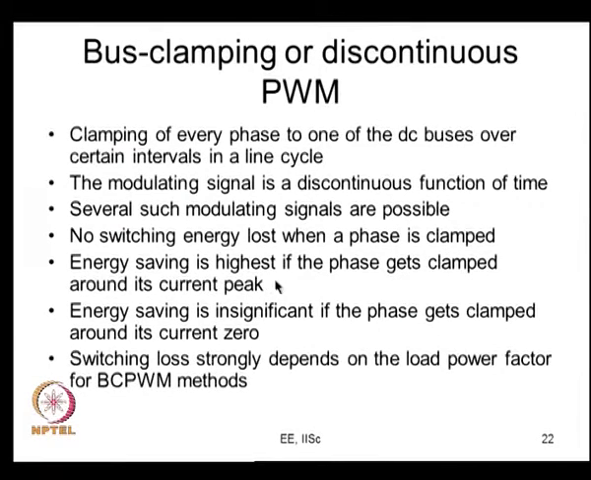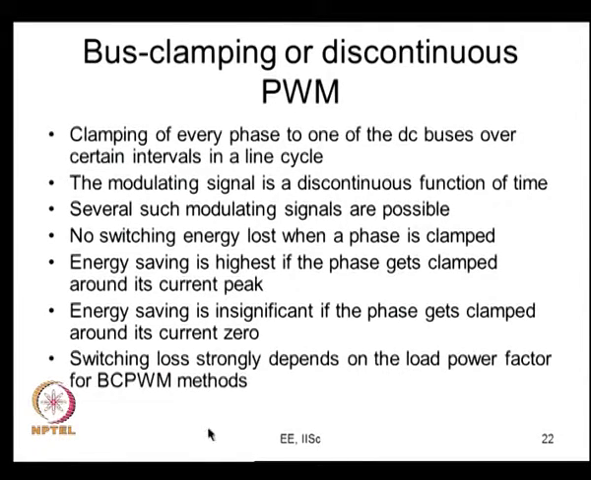Energy saving is highest if the phase gets clamped around its current peak. If there is a particular phase, if the PWM ensures that the phase gets clamped when the phase is carrying its peak current, the current through a phase varies sinusoidally. Whenever the current goes through its peak, the fundamental current, if the phase gets clamped, then energy saving is highest. The energy saving is insignificant if the phase gets clamped around its current 0. So, phase current goes through 0. When it is crossing 0, if you clamp a particular phase, the energy that you are going to save is insignificant. So, switching loss you can see strongly depends on the load power factor for the PWM methods.